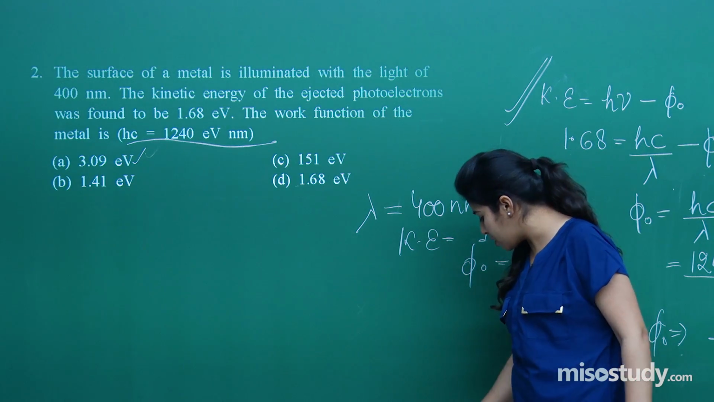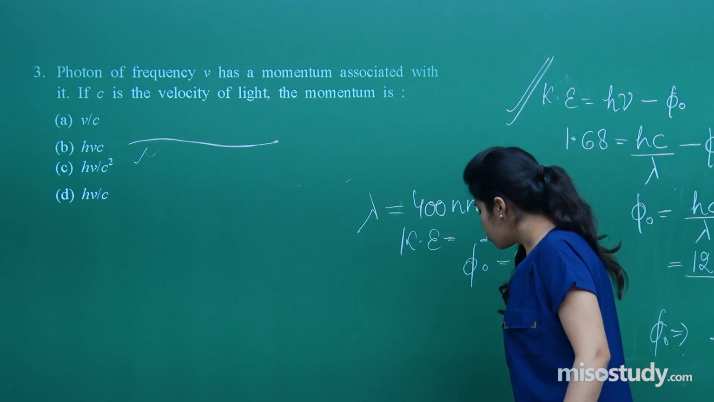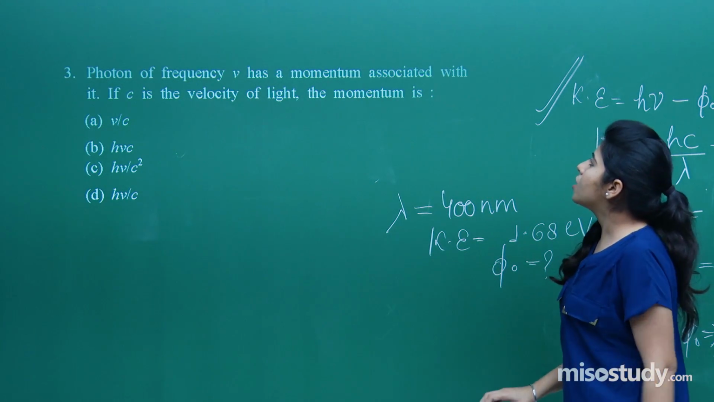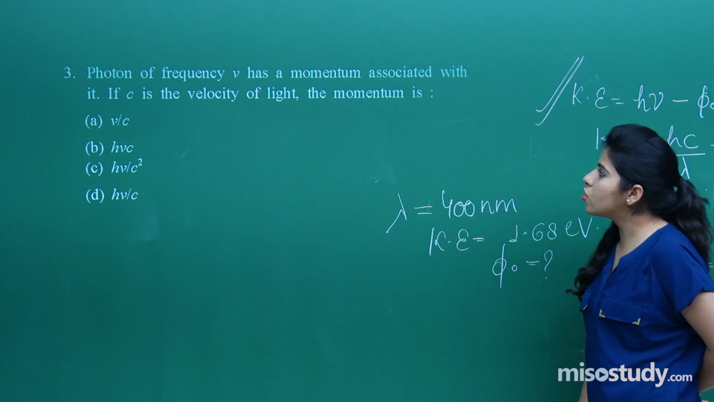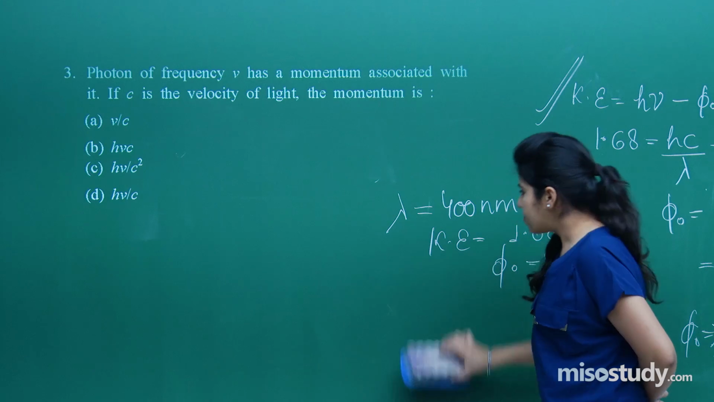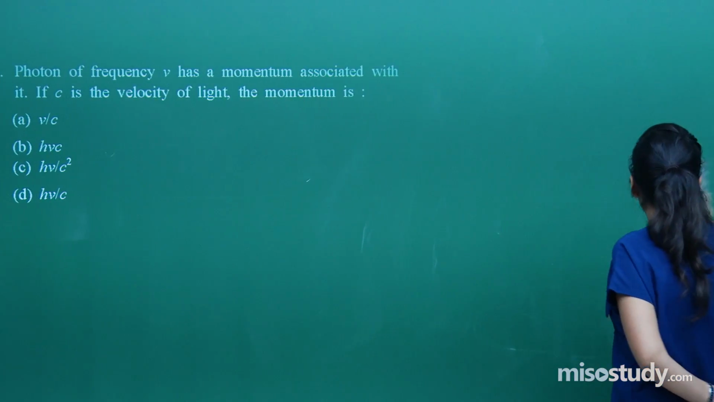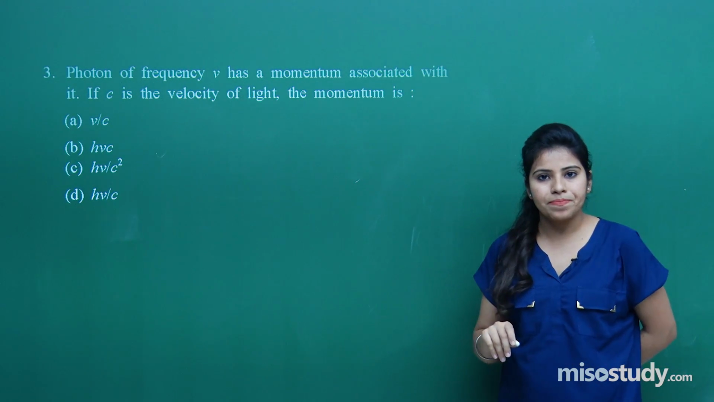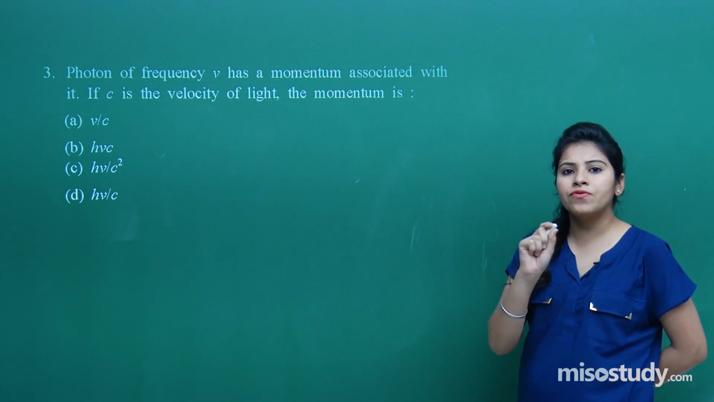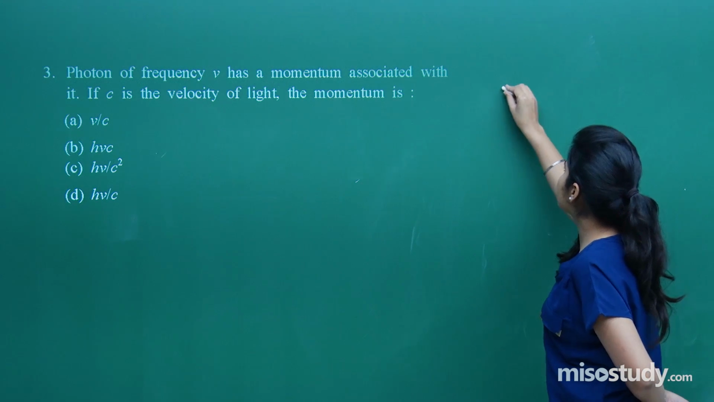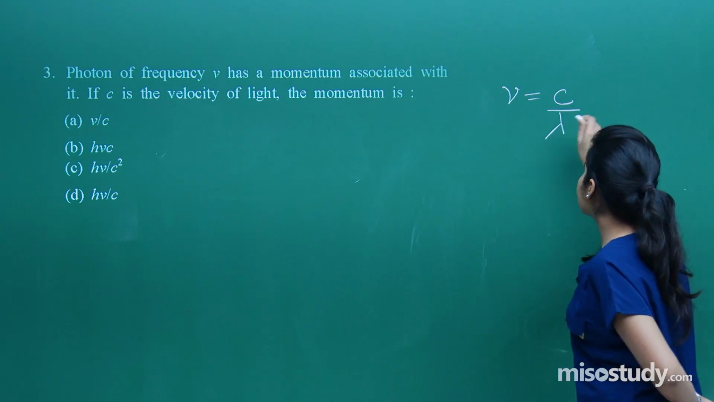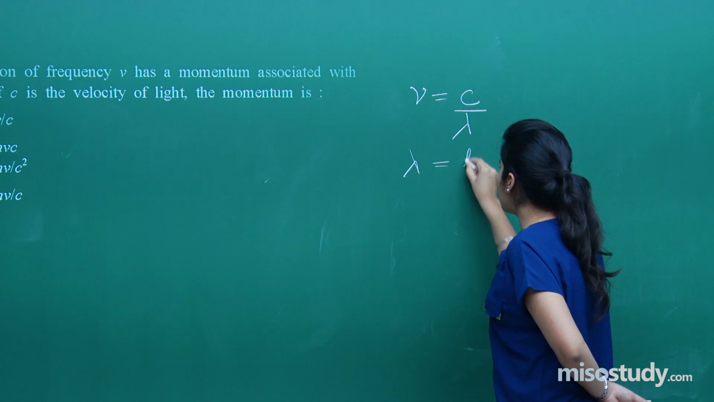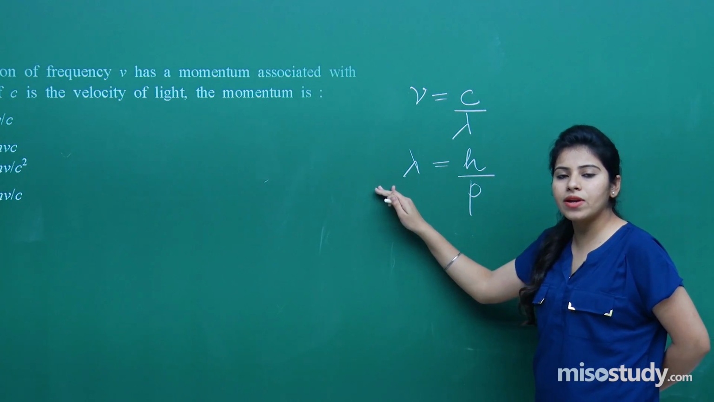Now let us see what question number 3 is. Question number 3 says that a photon of frequency nu has a momentum associated with it. If c is the velocity of light, what is the momentum? We know that nu equals c by lambda. This is the relation between frequency and wavelength. And there is one more relation, lambda equals h by p, the relation between wavelength and momentum.